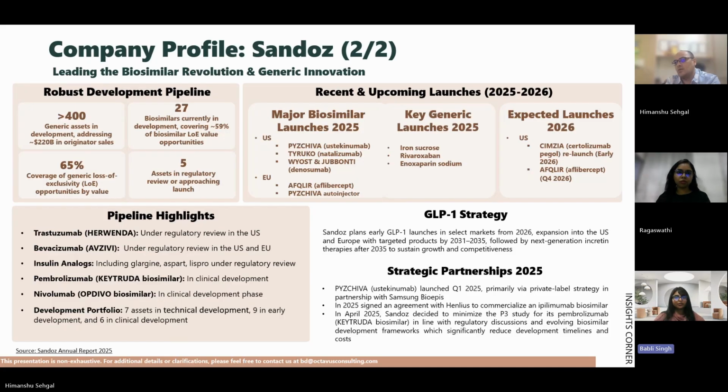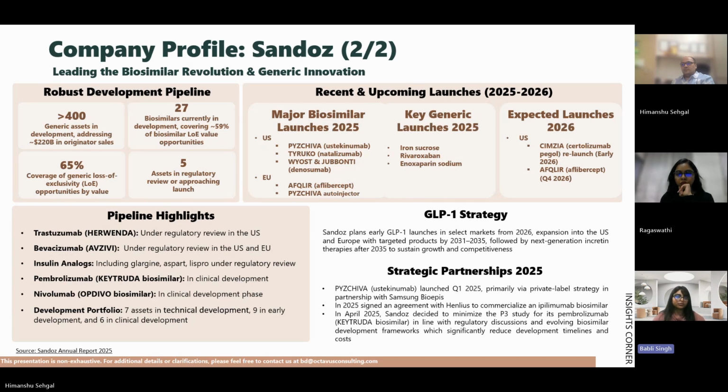Major biosimilar launches in 2025: there are 3 biosimilars launched in the US in 2025 and 2 biosimilars launched in 2025 in the EU. For generics, 3 generics have been launched in 2025, with launches expected in 2026 in the US. And 2 biosimilars they are expecting to launch in 2026 in the US.